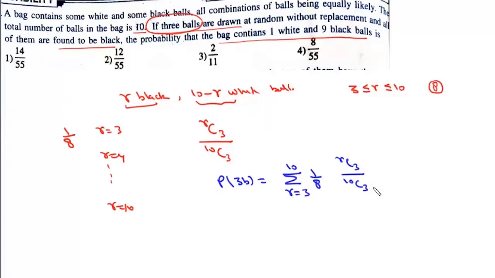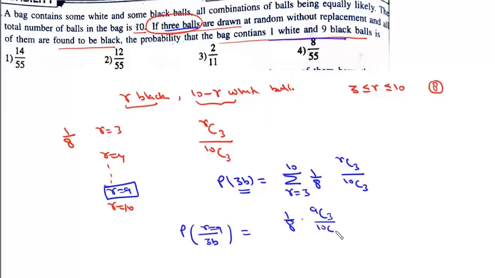10C3. Now it says, if it has already occurred, if you already know that 3 balls are black, find the probability that it contains 1 white and 9 black balls. So we have to find the probability that the value of R is 9. So the probability that R is 9, given that the 3 balls are black, is given by this case. This case is 1 by 8 into 9C3 upon 10C3 divided by 1 by 8 into this summation RC3 upon 10C3.